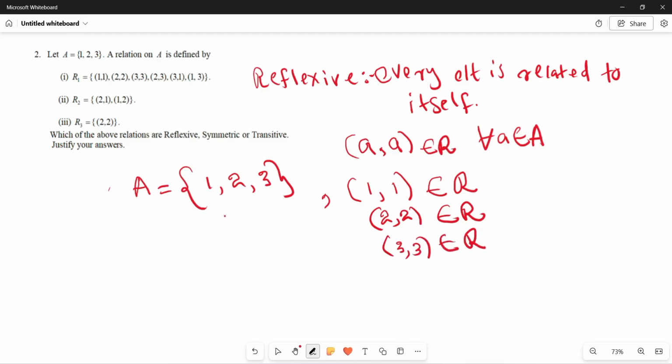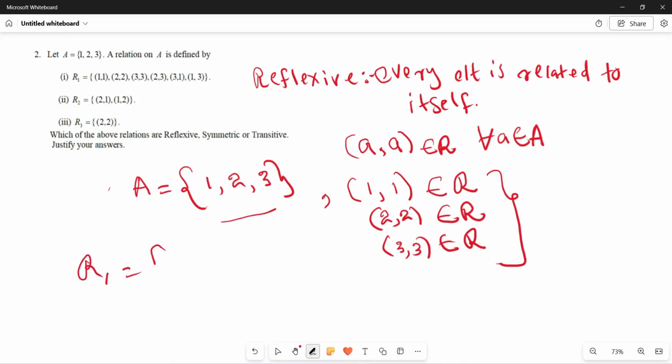If there were another element called 4, then (4, 4) also should be in the relation. But in our set there are only three elements, 1, 2, 3, so (1, 1) should belong to R, (2, 2) should belong to R, and (3, 3) should belong to R. If those three things are satisfied, then we can say it is reflexive. Now, what is the given relation? That is R1.